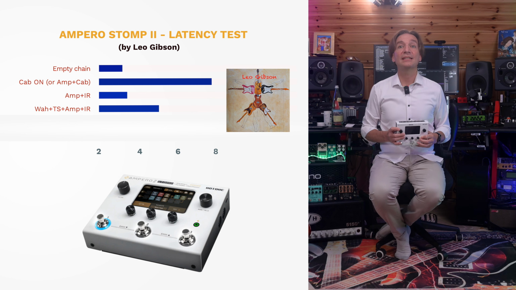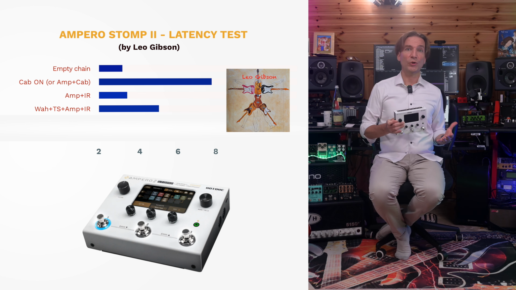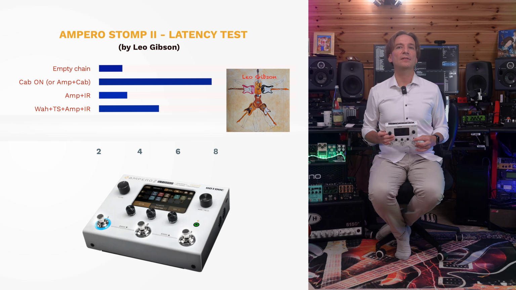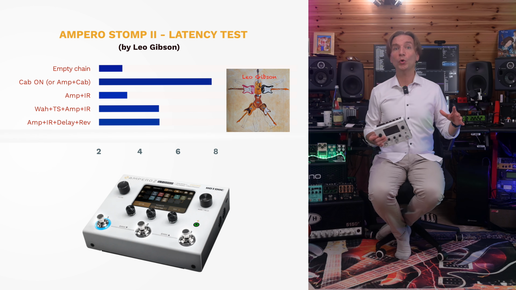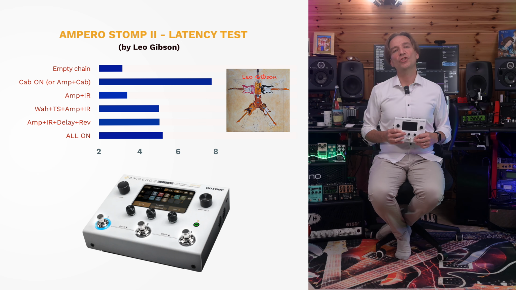Let's now talk about time effects like reverb and delays. Well, with an amp, an IR and a delay, it stays at 3.2 milliseconds, whereas if instead of the delay we use the reverb, we reach 5 milliseconds. And you have 5 milliseconds also with both the reverb and the delay. Therefore here the delay basically does not impact the latency, whereas the reverb takes 1.8 milliseconds, exactly like the aforementioned Tube Screamer. With everything together in the signal chain, basically the latency does not change too much and stays around 5 milliseconds.